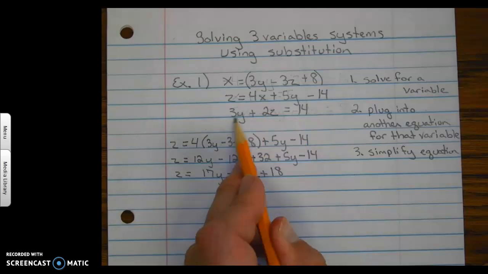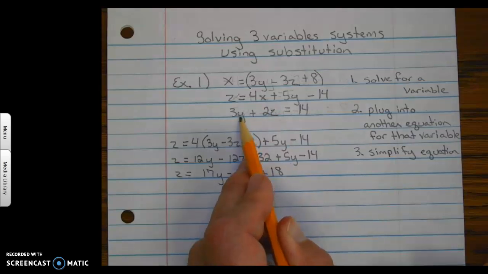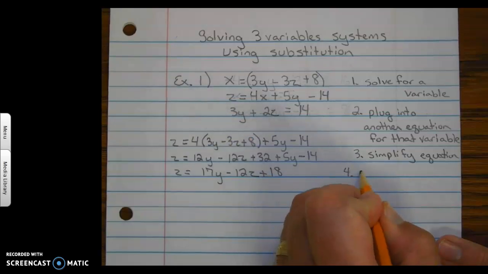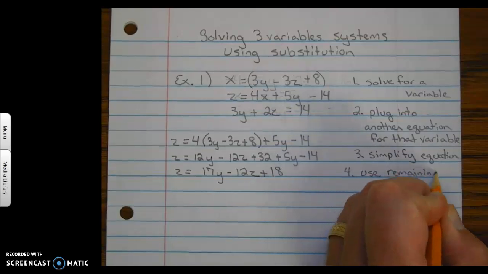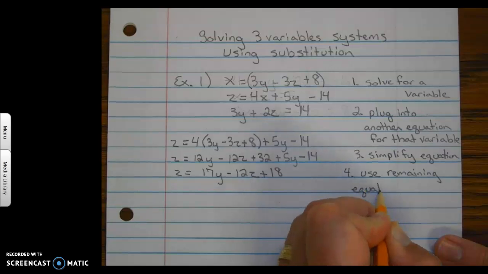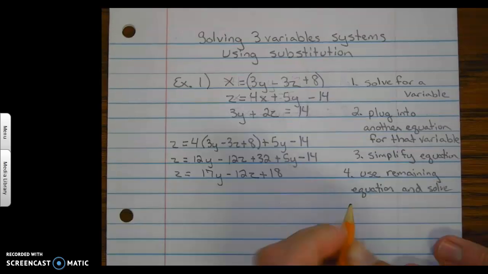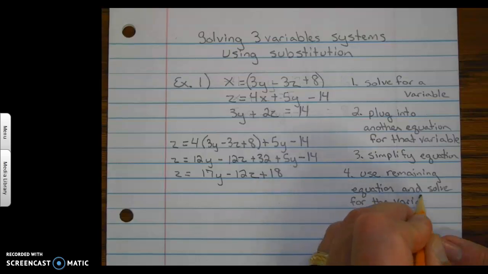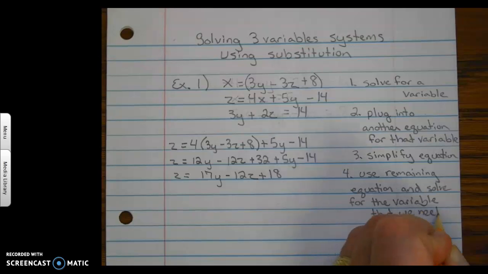So right now we look at this last equation. We haven't used it yet. We have a y and a z. So we want to solve this equation for y. So we're going to use the third, remaining equation, and solve for the variable that we need. I hope you're listening to the video, because if you just write this down, you wouldn't understand what I mean.